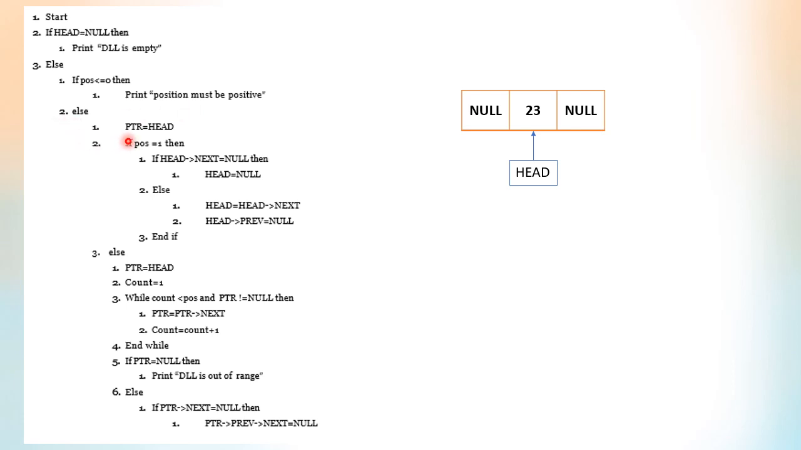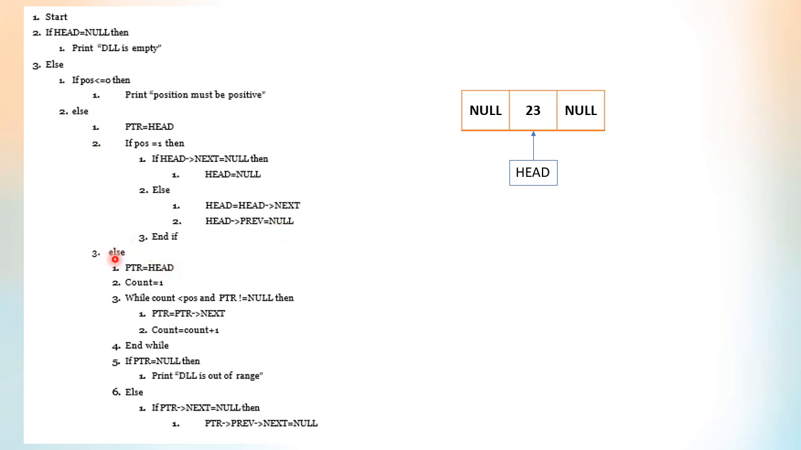Else case, you can start a pointer ptr is equal to head. If the user has given position is equal to 1, then the first node is to be deleted. So you have to check whether head next is equal to null. This is checked to see whether there is only one node in the doubly linked list or not. In that case, you can simply assign head is equal to null. Else case, you can assign head is equal to head next and head previous is equal to null. Head is equal to head next means head is moved to the next node and its previous part is made null, and thus the first node in the doubly linked list is deleted.